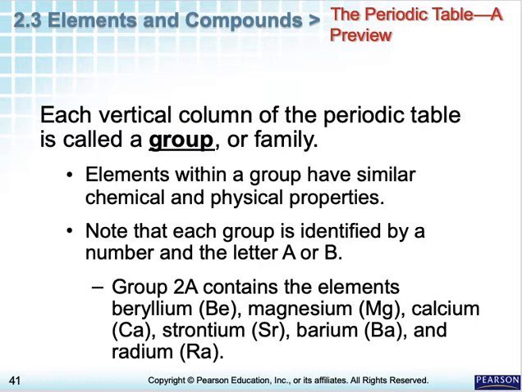Each family or group is a vertical column, and we have them lettered over the top with things like 2A, and the A or B indicates whether it's a main group element or a transition element. And 2A represents the elements in the 2nd column: beryllium, magnesium, calcium, strontium, barium, and radium.